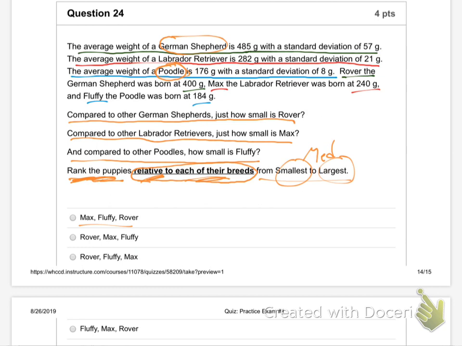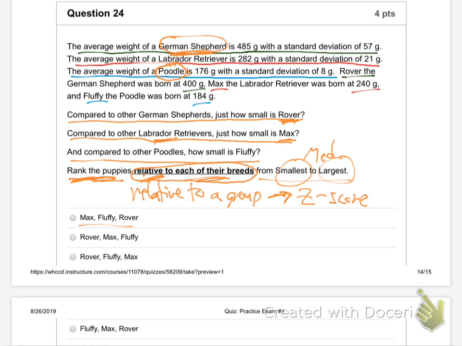Like within German Shepherds, who was the German Shepherd? It was Rover. Is Rover really big, really small? Where's Rover compared to other German Shepherds? Where's Max compared to other Labradors? Whenever they ask you to compare somebody to their group, whenever you see the word relative, relative to a group, the tool that helps us figure that out is Z-score. You have to recognize that on the exam.